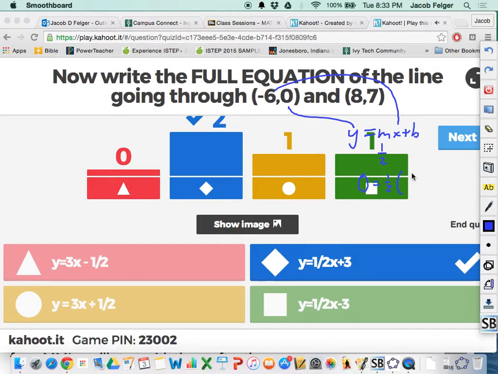Okay. 0 equals half of negative 6 plus b. 0 equals negative 3 plus b. Plus 3, plus 3. 3 equals b.